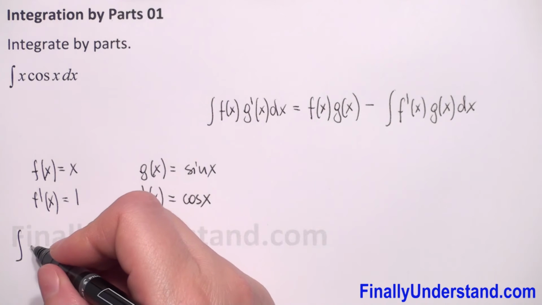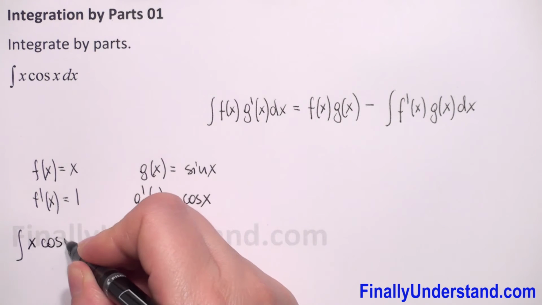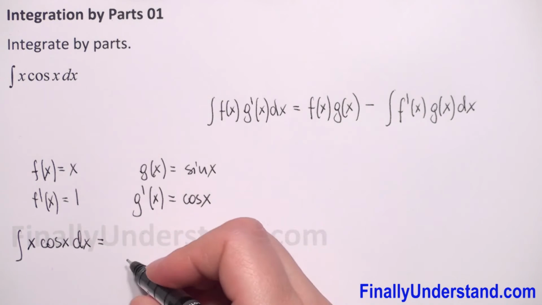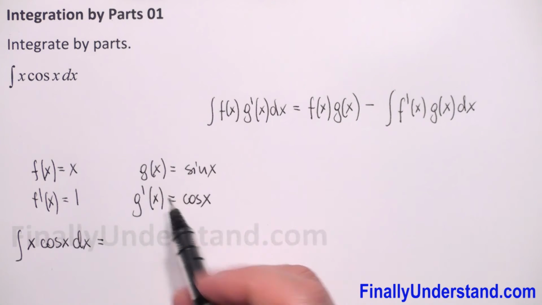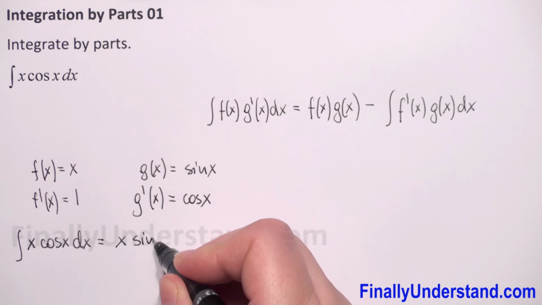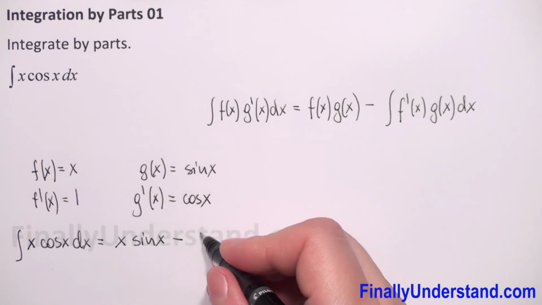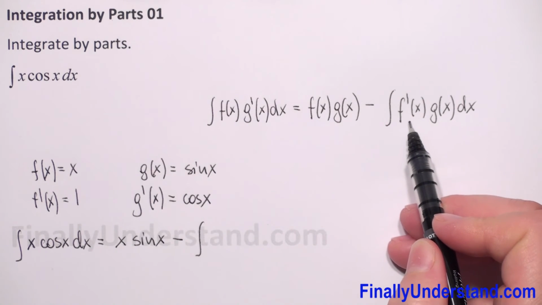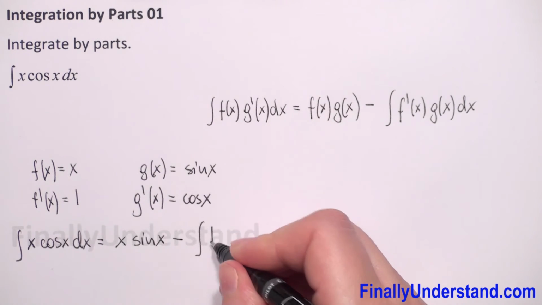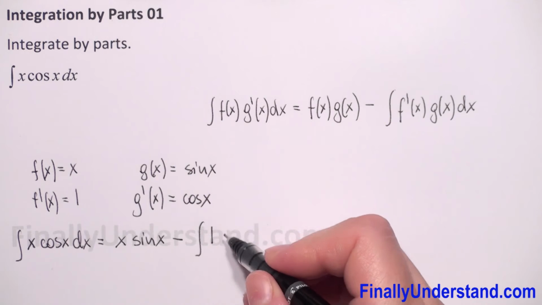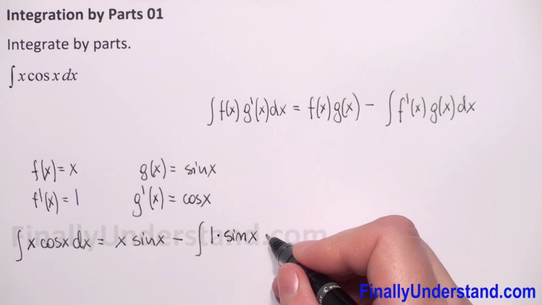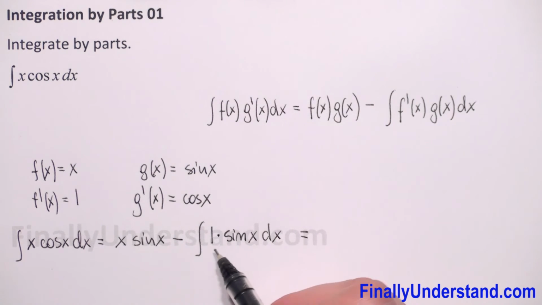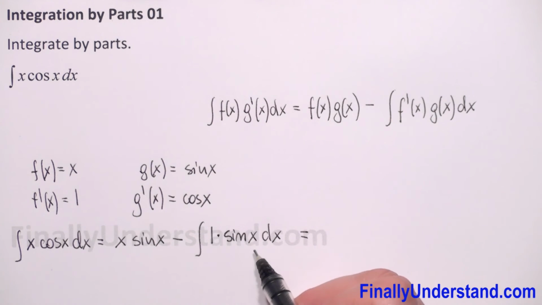So our integral of x times cosine of x with respect to x is equal to f of x times g of x. So we just multiply x times sine of x minus, and now we have the integral of the derivative of f of x. So this is 1 times g of x, which is sine of x, with respect to x. Now we see that our integral is very simple. We have just the integral of sine of x.